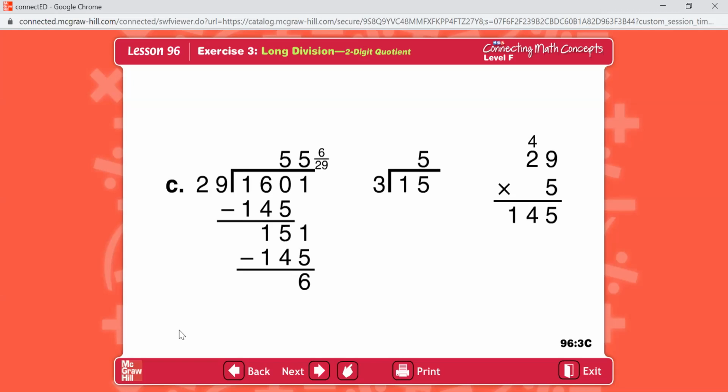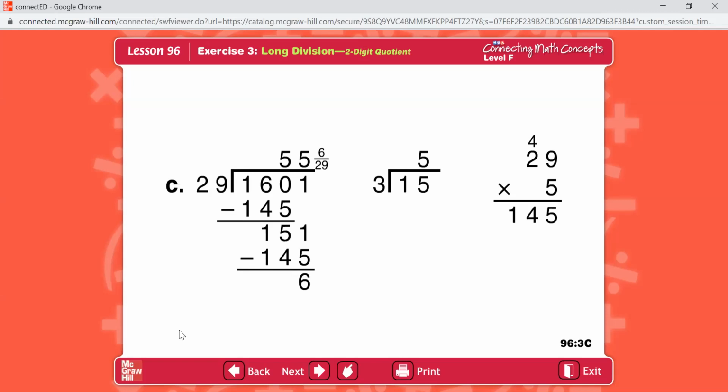Problem C. Change 16 seasons into years. Pause the video now to work it. You changed 16 seasons into years, giving you the equation 16 divided by 4. 16 divided by 4 gives you 4 years. Problem D, change 36 inches into feet. Pause the video now to work it. You should have used the equation 36 divided by 12. How many feet is 36 inches? 36 divided by 12 gives you 3 feet.